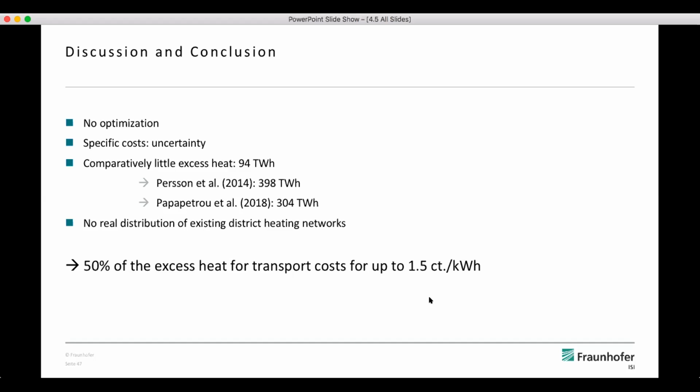And what is still a weakness in the tool, and what will or might be extended in further development, is that up to now, we do not have a standard data set for a real distribution of district heating networks. So what I already mentioned before is that the analysis is only based on potential district heating areas, not real existing district heating areas.